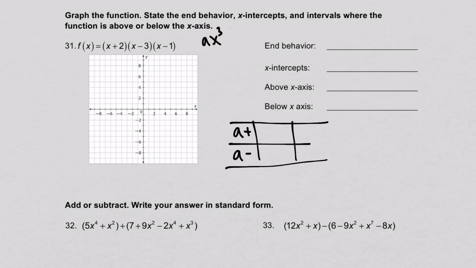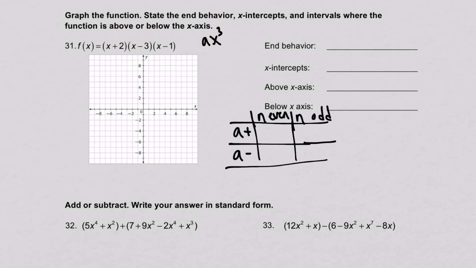The end behavior is determined by the sign of a and by n. But for n, we don't care about the sign. It's always going to be positive. For n, we care about whether it's even or odd. And what is n? N is the exponent of my leading term. N is, in this case, 3, because it's x times x times x. So n could be 3, 4, or 2, and my end behavior will be based on whatever n is and whatever the sign of a is.